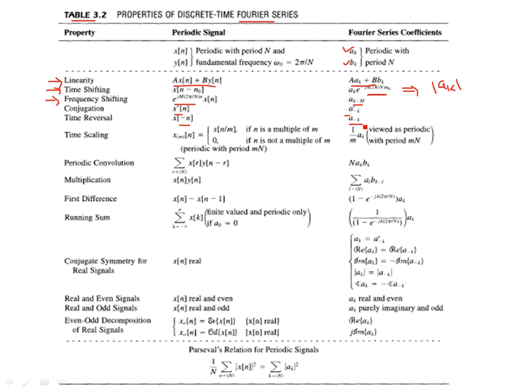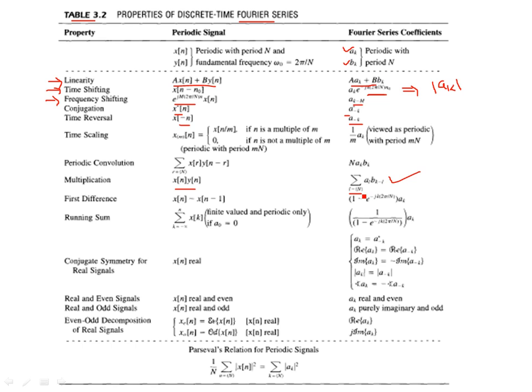The magnitude of the harmonic stays the same. Okay, and then some of the properties are important. For example, multiplication will involve convolution of the Fourier coefficients. Okay, and this convolution will be of circular nature, because your series is finite.